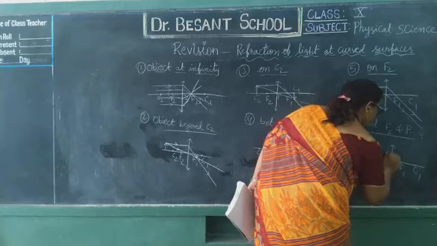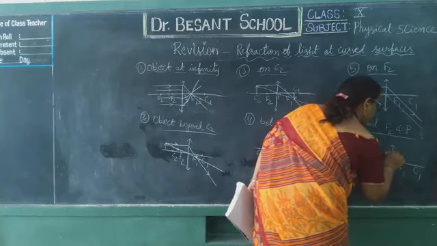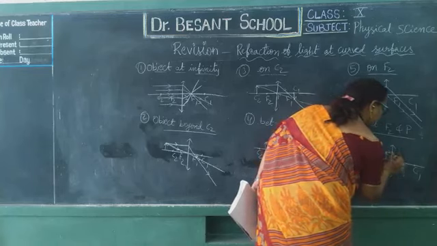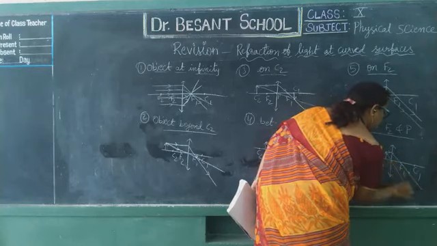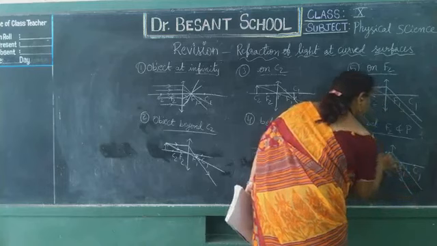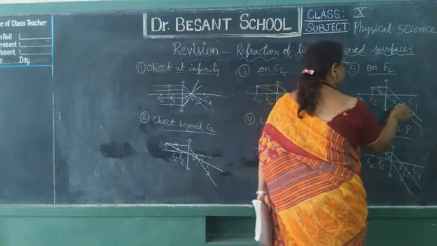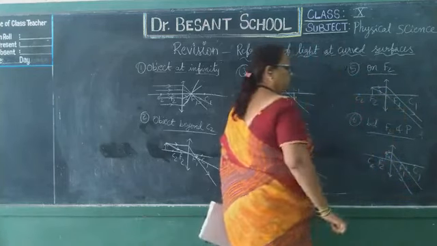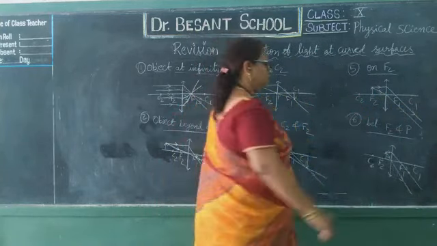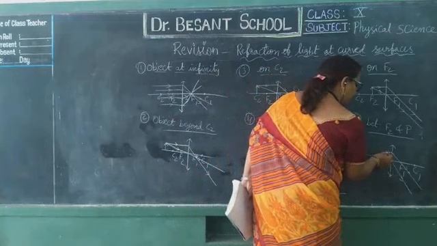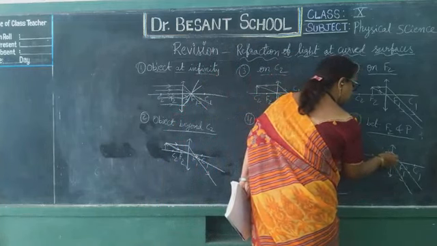Object is in between F2 and P. One ray is parallel to the principal axis and passing through focus. Another one passes through the optic center. Both are completely parallel rays, which cannot converge at any point on that side. So extend both the refracted rays backwards.